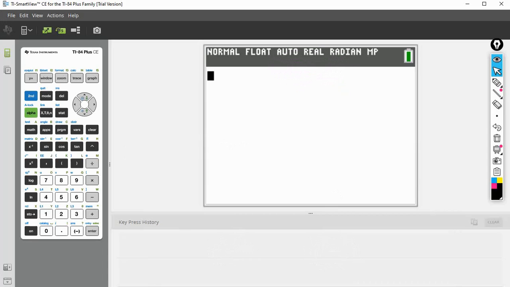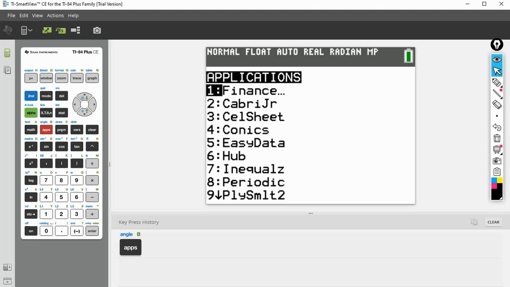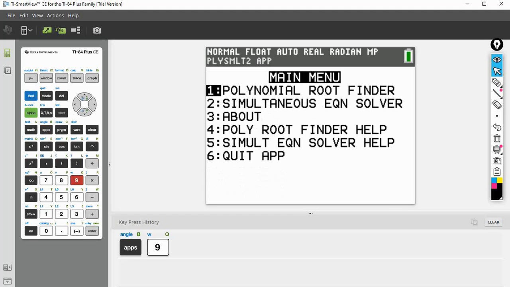So here we are again on the GDC, and I'm going to show you how to use technology to solve simultaneous equations without graphing. So for this, you have to go to a button here that says Apps, which is, let's say, second from left to right in the third row. It says Apps. So you're going to hit that, and you're going to get a list of different applications that the calculator has. And we want to use number 9, which says polynomial simultaneous too. So hit number 9, and we have a main menu with several options.